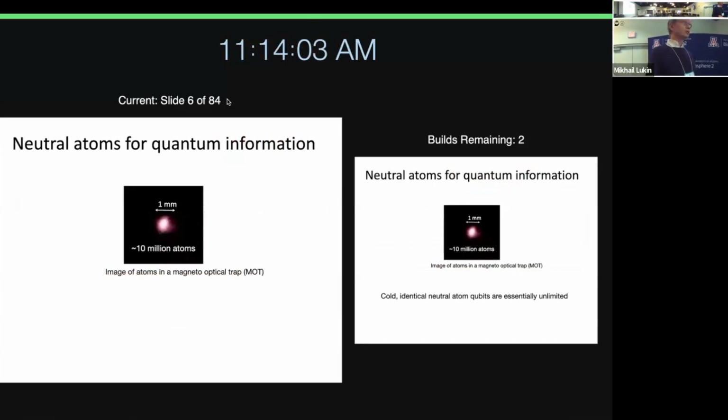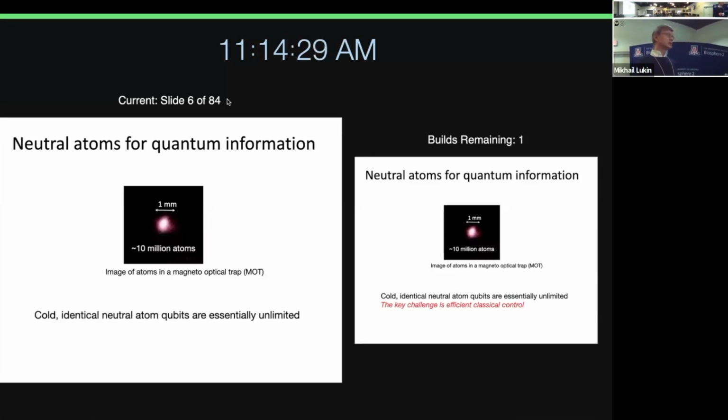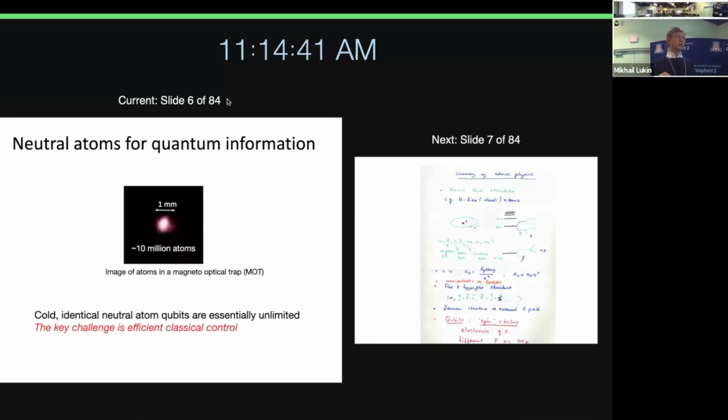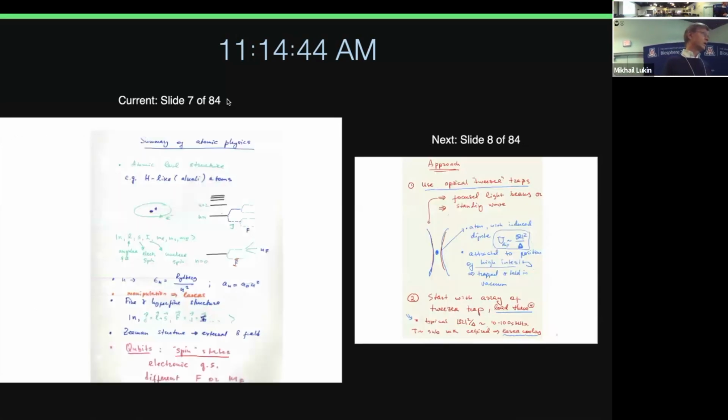This control issue I would like to emphasize again. Here is an image of a typical magneto-optical trap. It contains around 10 million nearly motionless atoms in this specific image. So if you were able to grab and control each of the atoms individually, it would directly give you about 10 million qubits, which is a significant number. And if 10 million is not enough, you can create a bigger cloud. What it really means is that the cold identical neutral atom source is essentially unlimited, and the key challenge is to control them coherently.